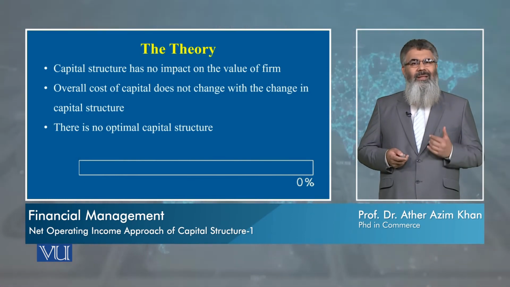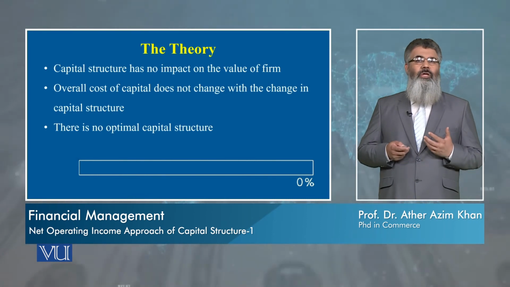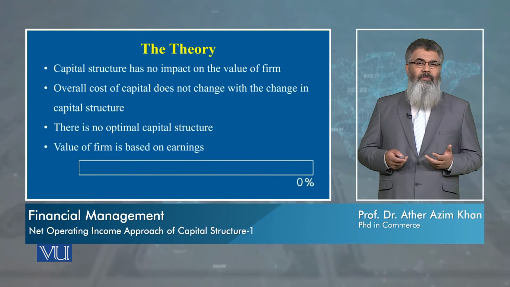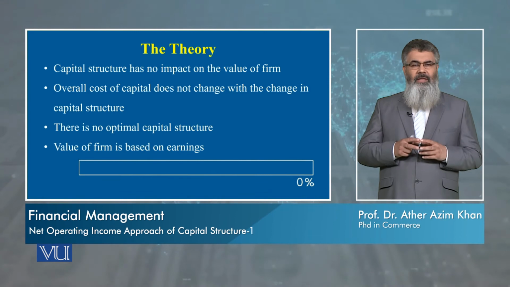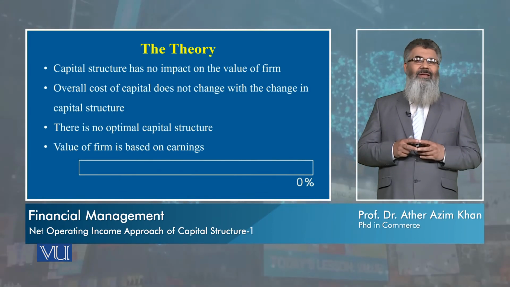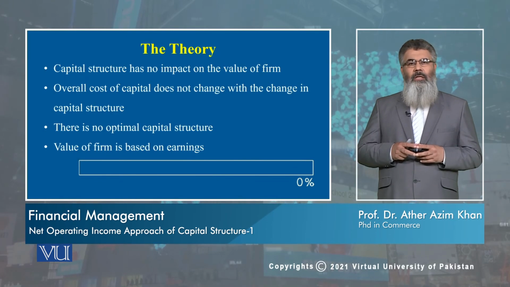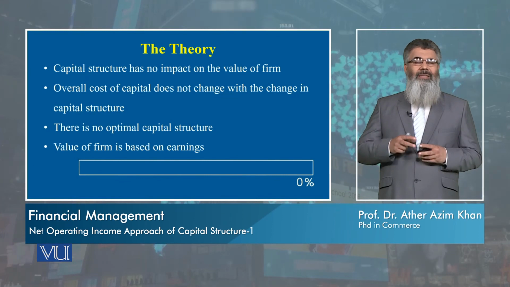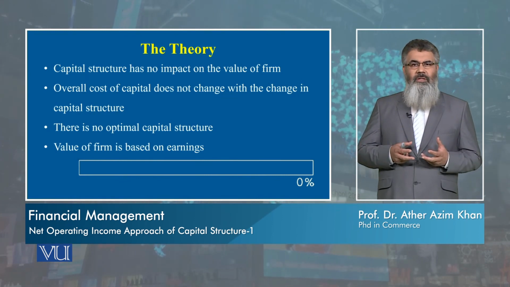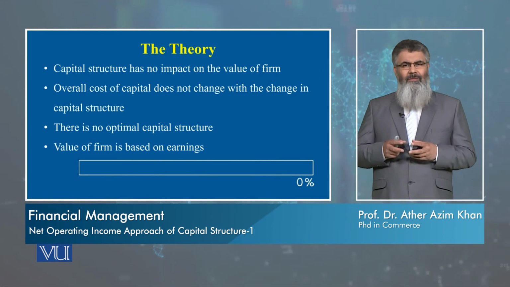The argument is simply that it is the income which increases the value of a firm. And so, if the firm wants to increase its value, it has to increase its earnings or its profit. So, we conclude by saying that the net operating income approach is a total contrast to the traditional theory, and this approach says that there does not exist any optimal capital structure.